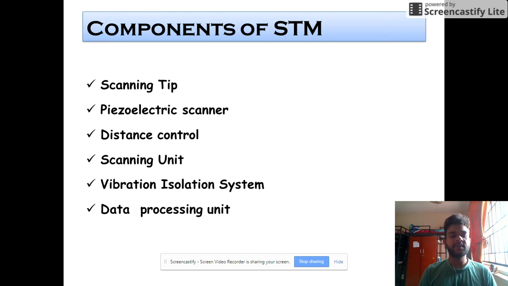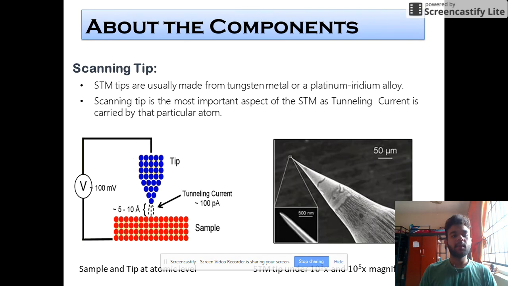The components of an STM are the scanning tip, piezoelectric scanner, distance control unit, scanning unit, vibration isolation system, and data processing unit. Let's talk about them. First, the scanning tip. STM tips are made from tungsten metal or platinum-iridium alloy. These tips have a single atom at their very end, which is the most important aspect for an STM, as the tunneling current happens from it.